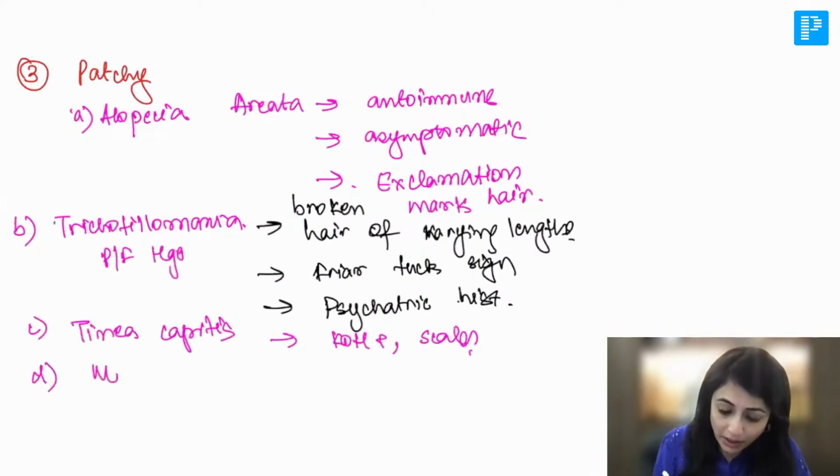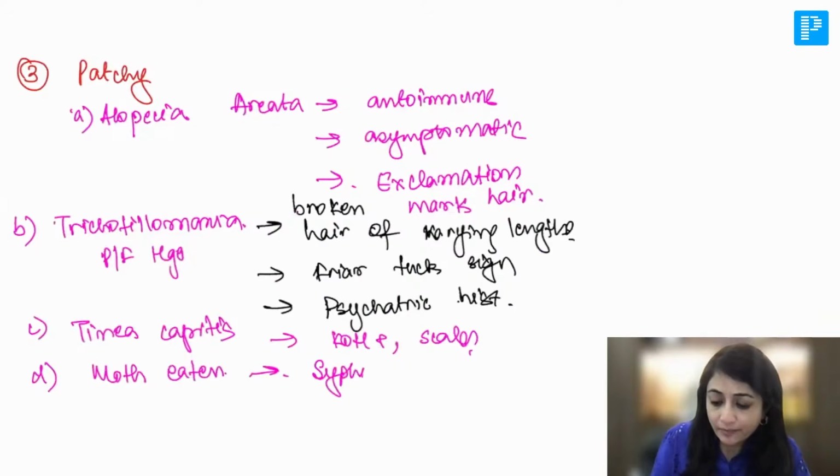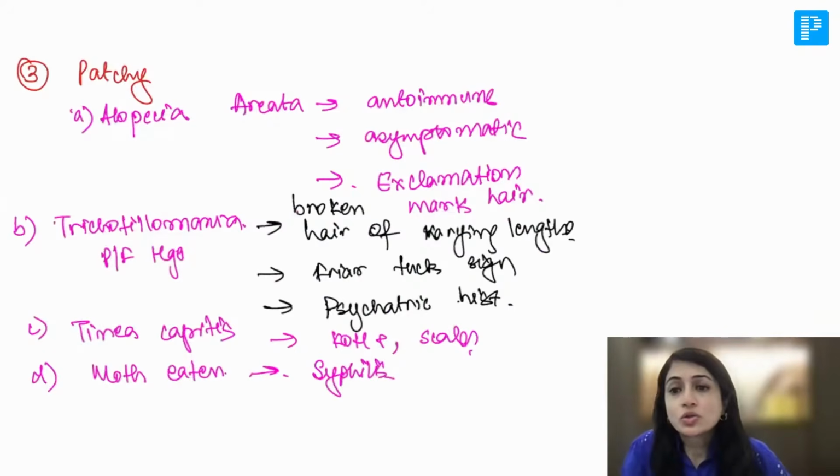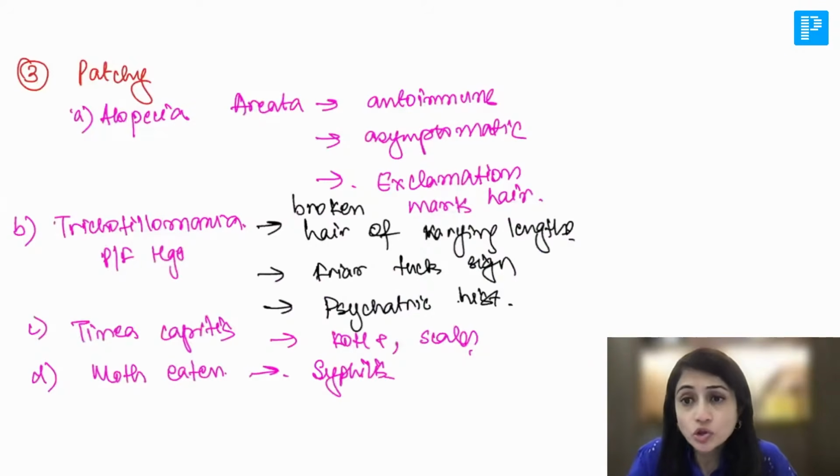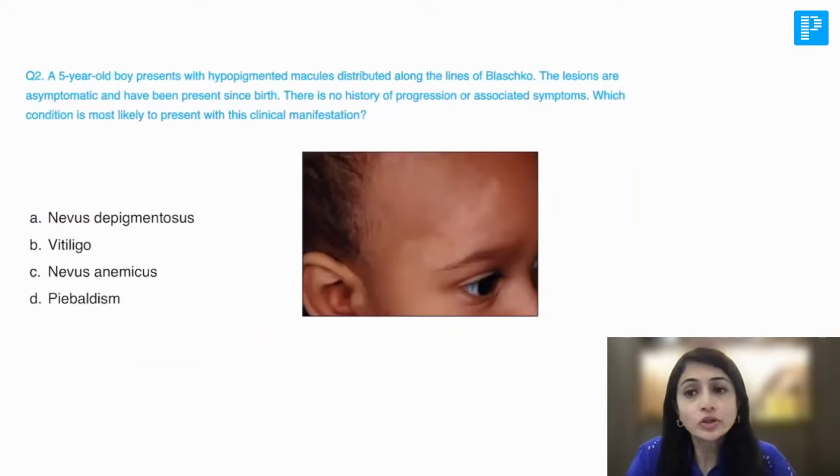And last in patchy alopecia is moth-eaten alopecia. Moth-eaten alopecia is seen with syphilis. Clear? So this is in brief about the various kinds of alopecia that you get in the exam and their important features. I hope you have no confusion about any of these. In case there is something, you can ask it right away or even later. That's your choice. Okay? So moving on to the next question.